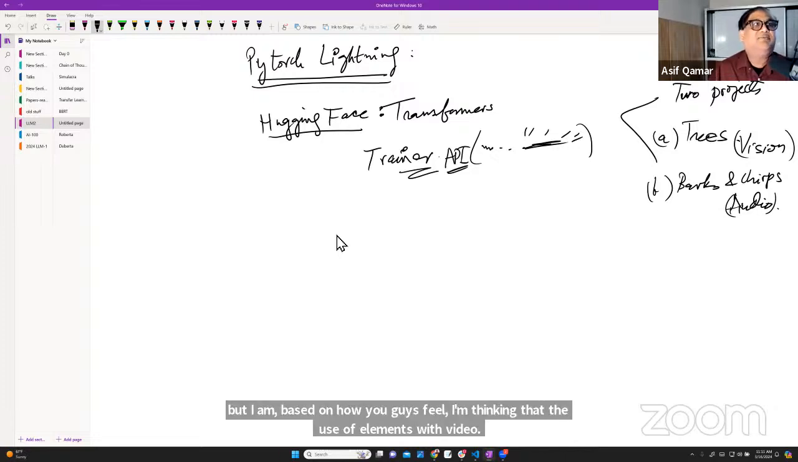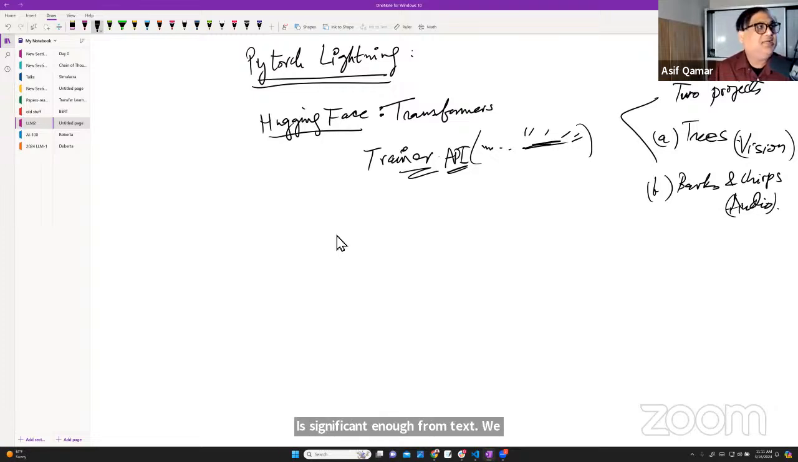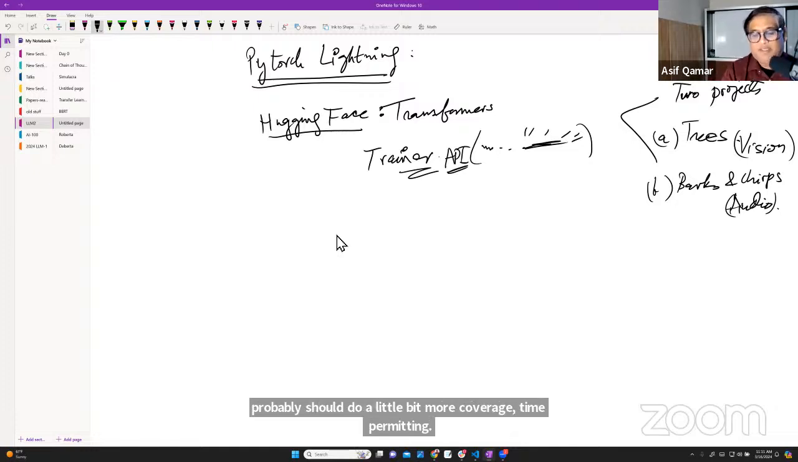From text to video, multimodal generation has become significant enough that we probably should do a little bit more coverage, time permitting, but we'll see that. So this is the second level of this.